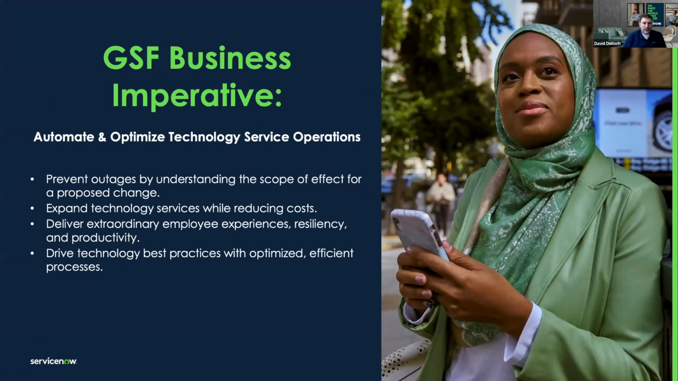I always like to relate what I'm talking about to how we're transforming your business. And our global services framework business imperative is to automate and optimize technology service operations. We want to prevent outages by understanding the scope of effect for a proposed change. And that's where we're going to focus on today, proposing a change. It's going to allow us to expand technology services while reducing costs, deliver extraordinary employee experiences, resiliency, and productivity, and drive technology best practices with optimized and efficient processes.